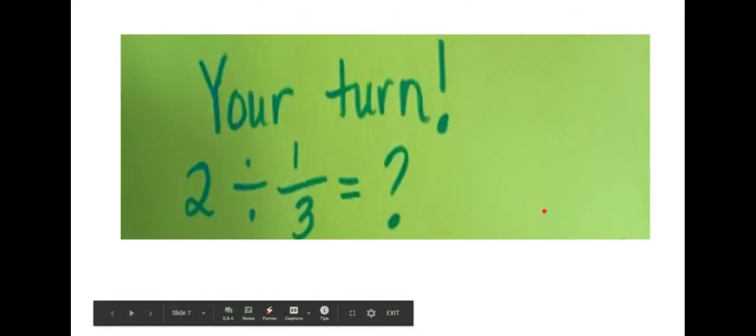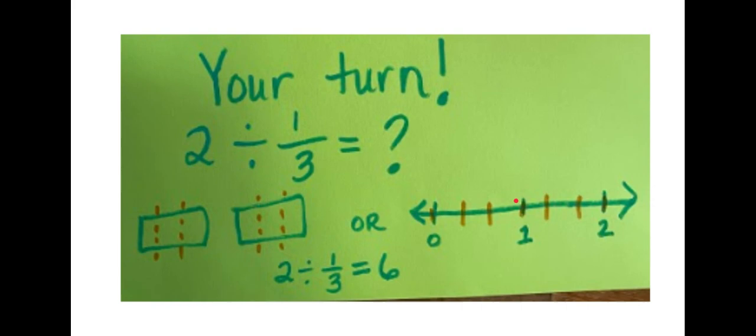All right, so your turn. Kind of like we did last time, I'll give you a minute, but if you need to pause to give you more time, that's perfectly fine. So 2 divided by 1/3 equals something. I'll give you a minute. Okay, pause if you need to give yourself more time because I know I didn't give you much. If you're ready, continue to the next slide and we will look at the answer.